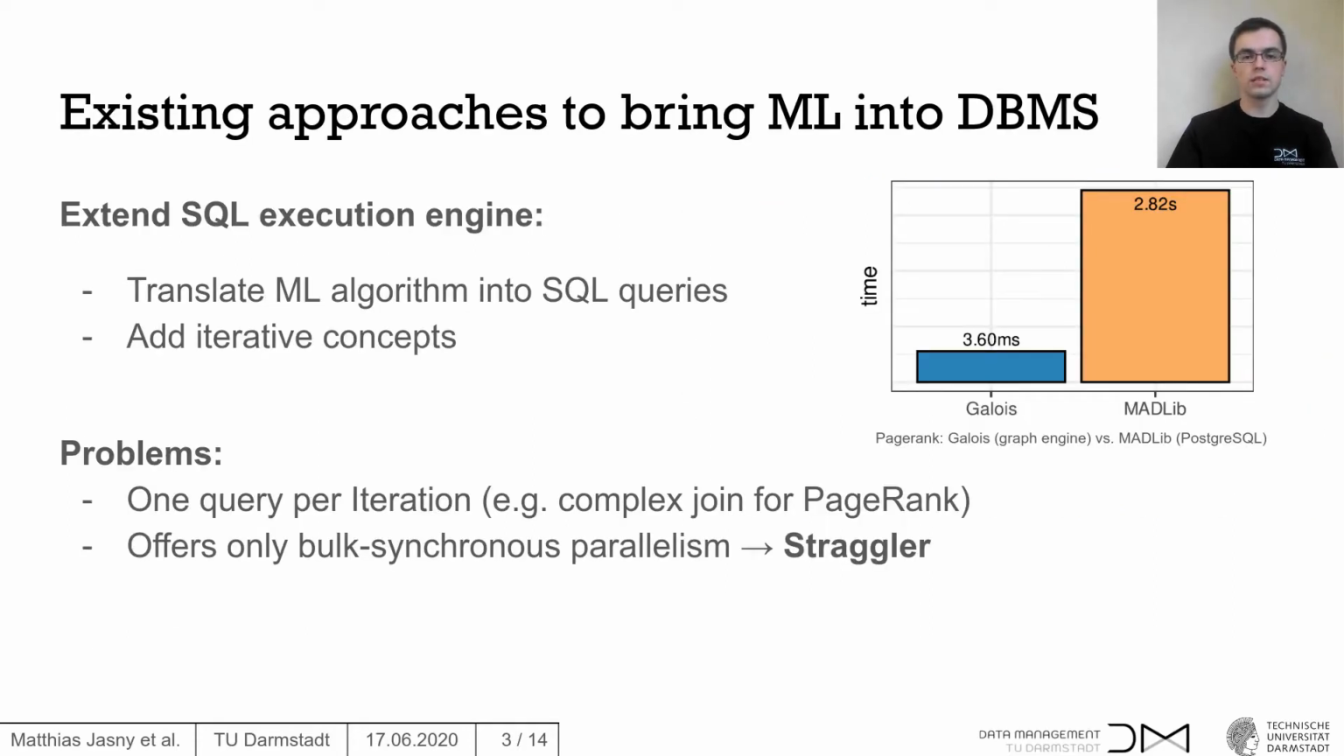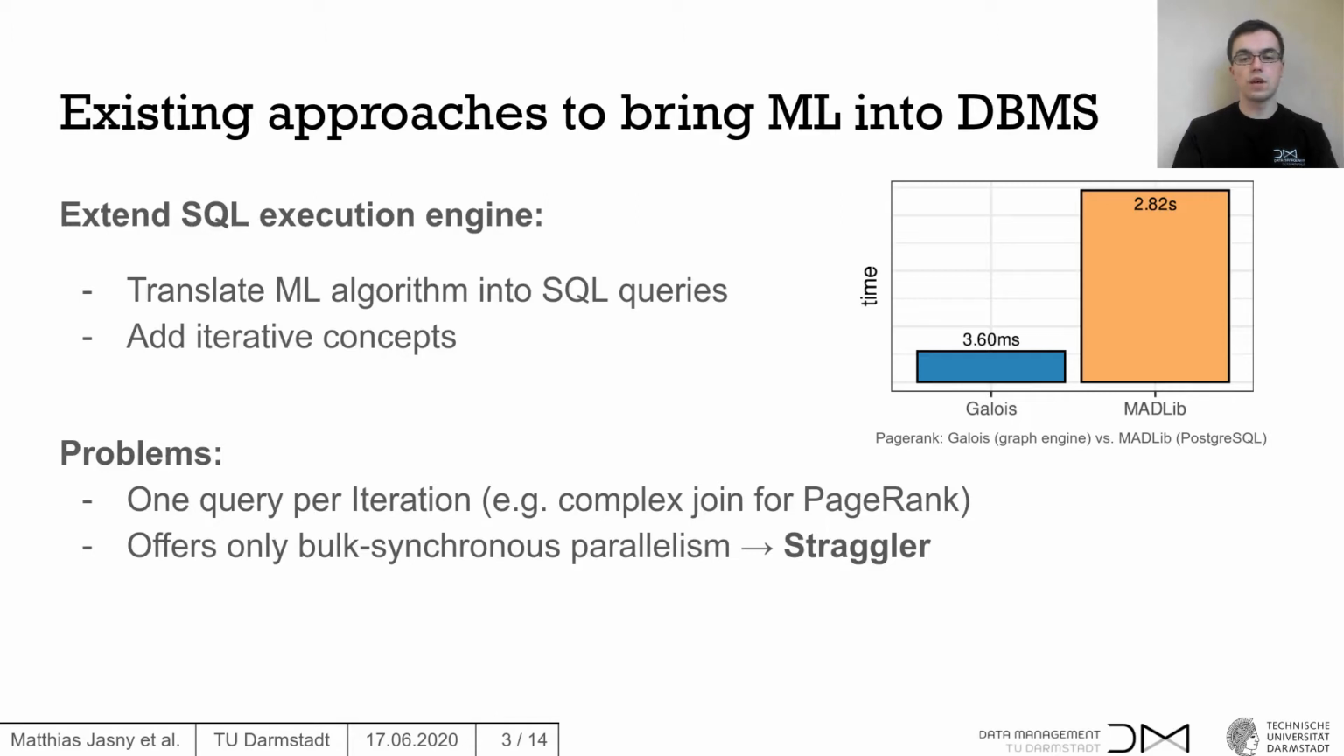Existing approaches for ML such as Madlib in a database typically add iterative support to the SQL engine. Normally, those iterative queries are executed in a bulk synchronous manner, which means that a new iteration can start only if the previous iteration finishes. We compared Madlib, which uses this approach, with a specialized graph engine that runs the ML training outside the database named Galois, and as you can see, Madlib is magnitudes slower.